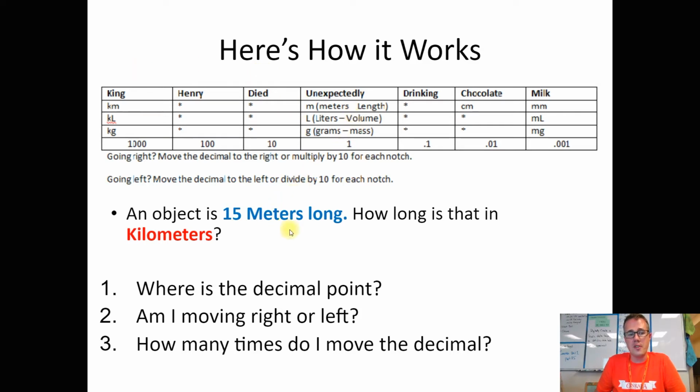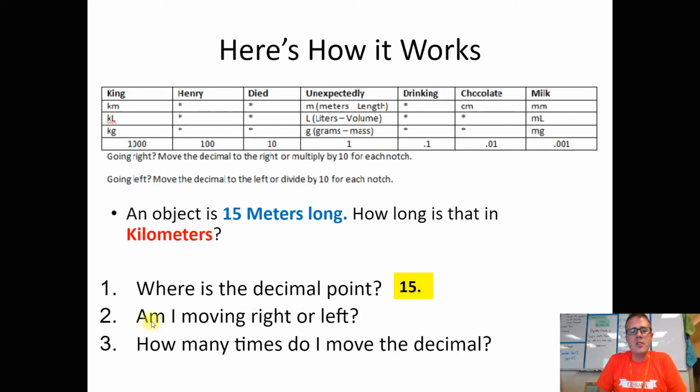I think it's best to start with an example. So you have this one on your paper too. So let's say that we have an object that is 15 meters long. So this is about a meter, 15 meters long. It's pretty long. What if we need to know how long that is in kilometers? Well, the metric system makes this pretty easy. The first step is to figure out, well, where is the decimal point? Sometimes you're given a number where it's just written in there. If you have the number 15, it's right after the number. So 15 dot, decimal place is right after the number.